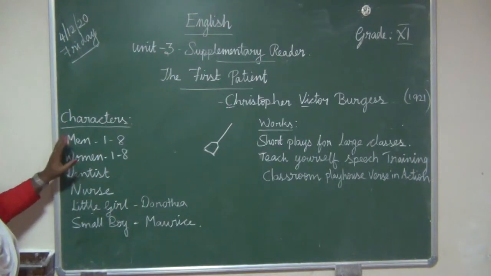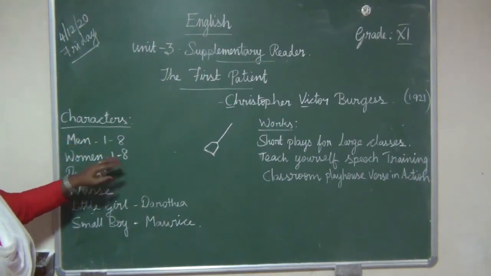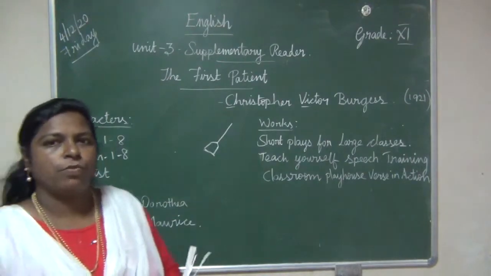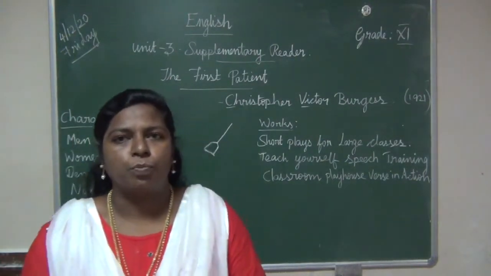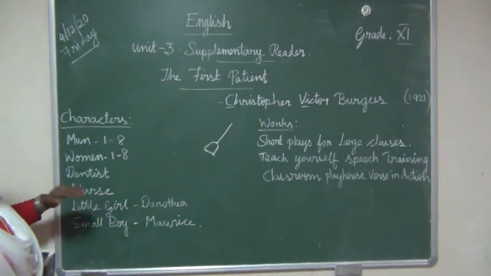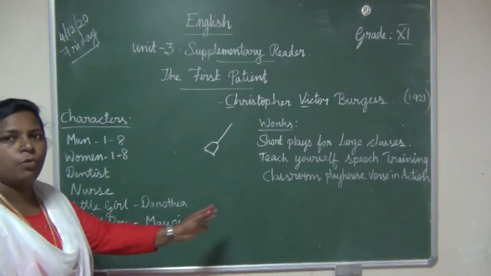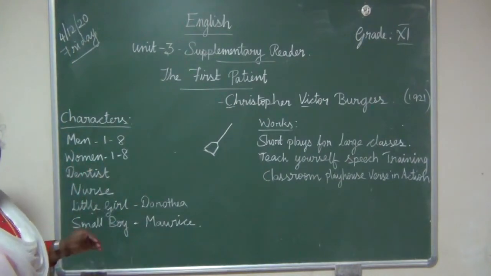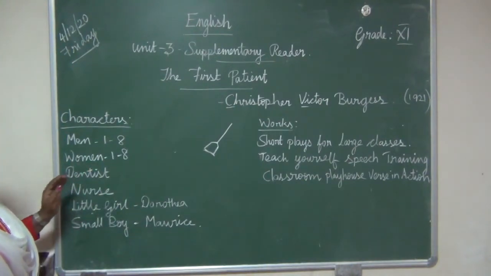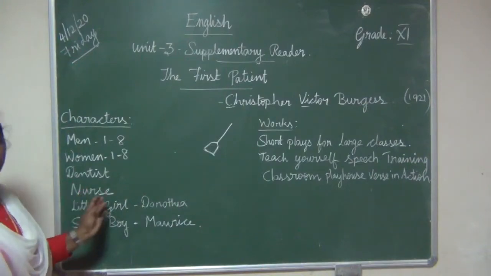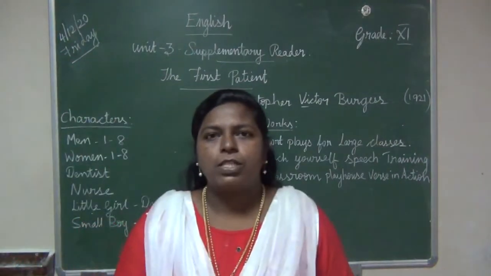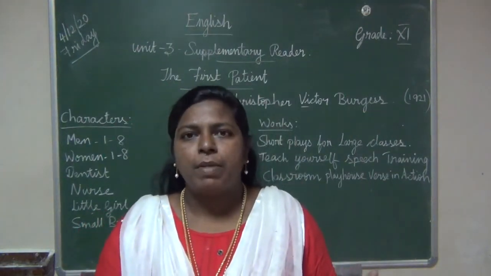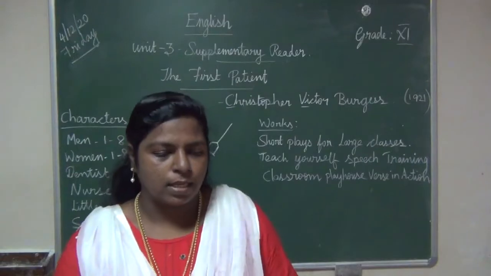So these people, man 1 and men, women 1 to 8, and the little girl and boy, everyone is waiting outside the dentist room. The nurse is moving here and there. You might have seen, for calling the next patient, the nurse will be calling their names or arranging them in a proper way. So the nurse is moving here and there in front of the dentist room. You can imagine this situation, the place, how it is.